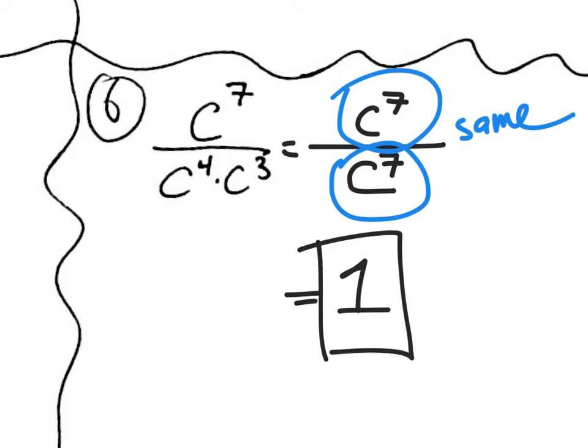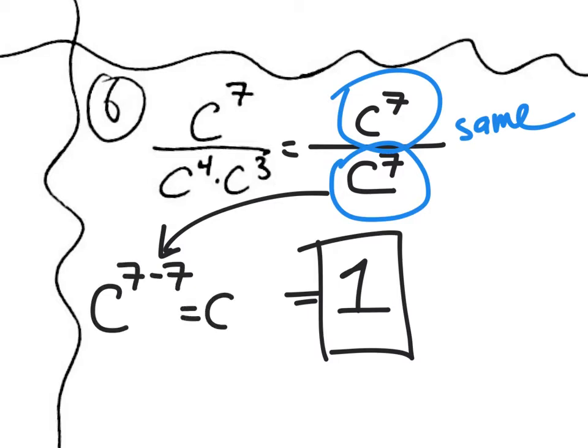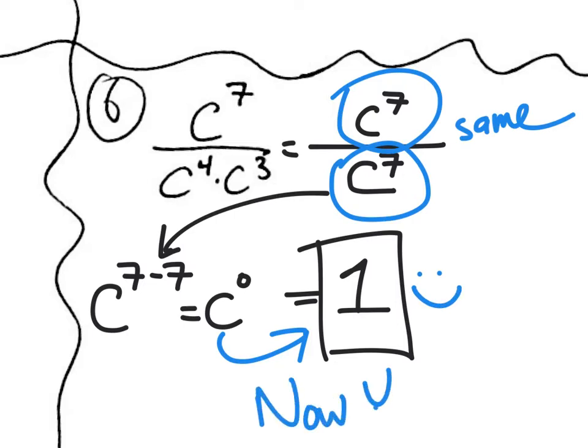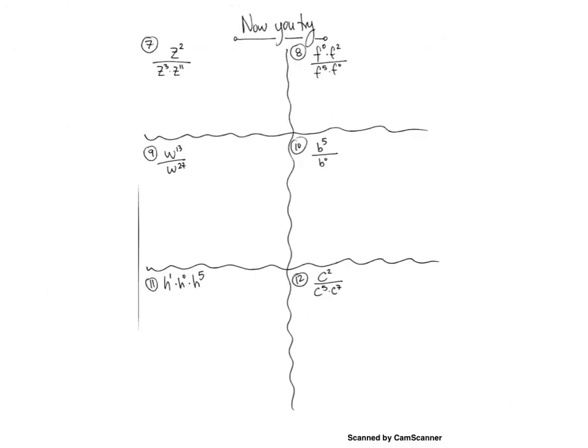And if you're not feeling that, you're like, yeah, it doesn't really make sense, you could always subtract. So c to the 7 minus 7, which would be c to the 0. And then you'd be like, aha, anything to the 0 power equals 1. So now you try. You're going to put this on pause and try those questions on the back, and then check out the answers.